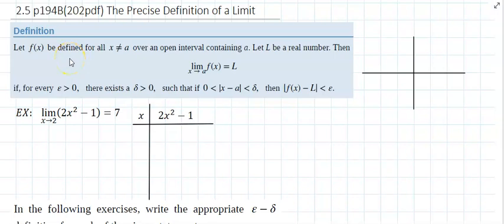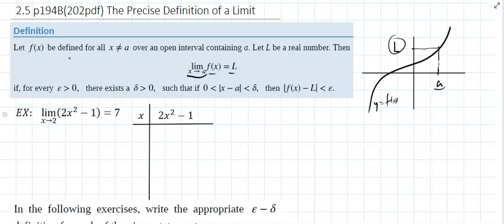Section 2.5 talks about the precise definition of a limit. We did limits back in the days, and I just want to remind you really quick how this works. So the idea is, if I'm looking at a graph and I picked x equal a, if the y value is this number L, then when I take the limit as x approaches a of y equal f of x, I'll get this L.